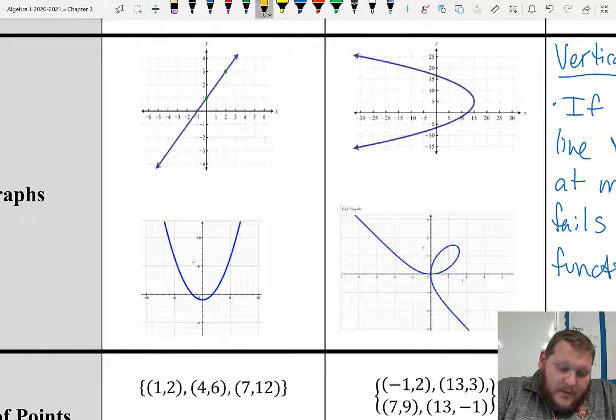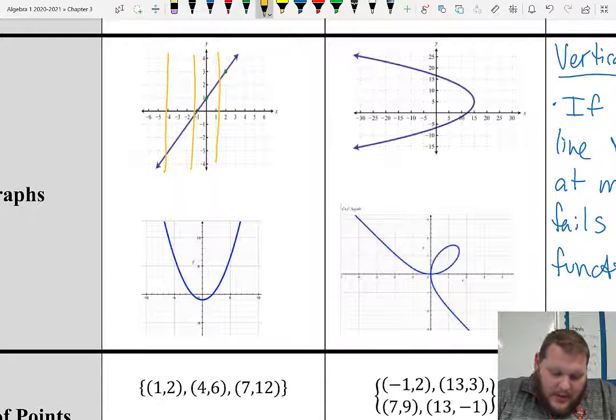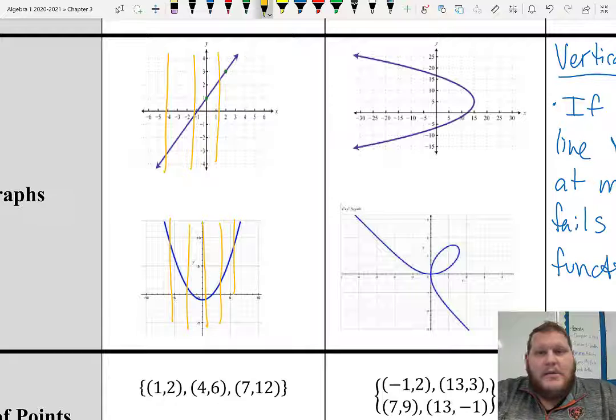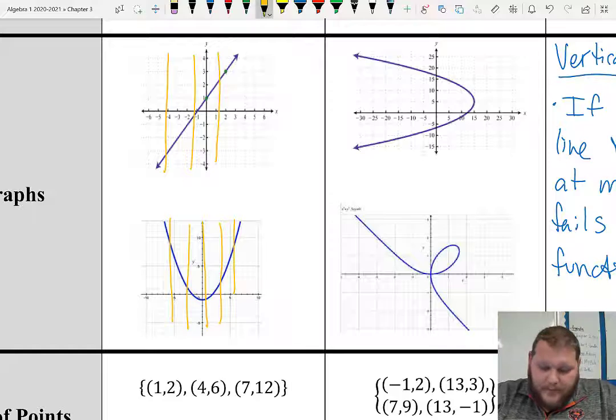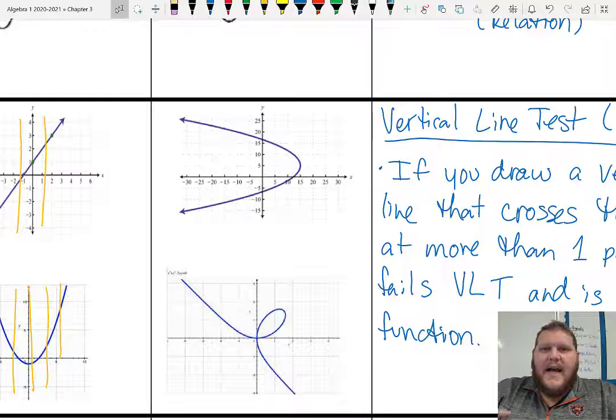Here in this first one, you can see no matter where I draw my vertical line, anywhere on this first one, there aren't any spots where I cross more than once. And really the same thing happens here. Anywhere on this curved graph, I can draw vertical lines. Even though there are curves to it, there aren't any spots where I have my blue graph crossing my yellow lines more than once.